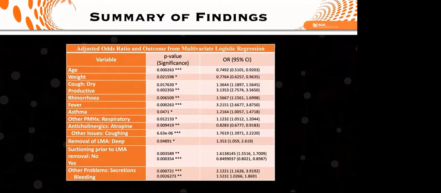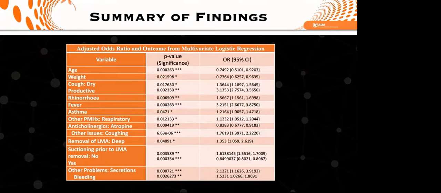Moving on to our findings, we found that preoperative factors such as age and weight were highly statistically significant. Presence of cough, both dry and productive, rhinorrhea, and fever, which is the highest independent risk factor we found. Past medical history of asthma and other respiratory disease, such as obstructive sleep apnea. There were 3 or 4 which we collapsed into a single outcome.